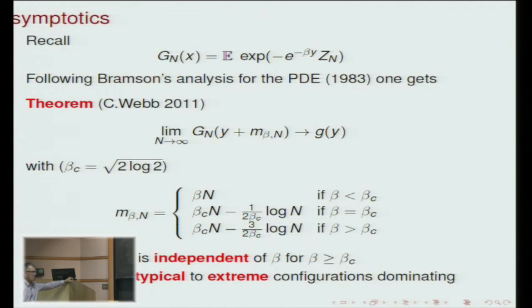What is even more important here is that the limit is independent of beta, actually. This is the speed selection in the PDE. Once the decay is fast enough, then you always go to the same speed, same profile. Okay, so that's what is happening.